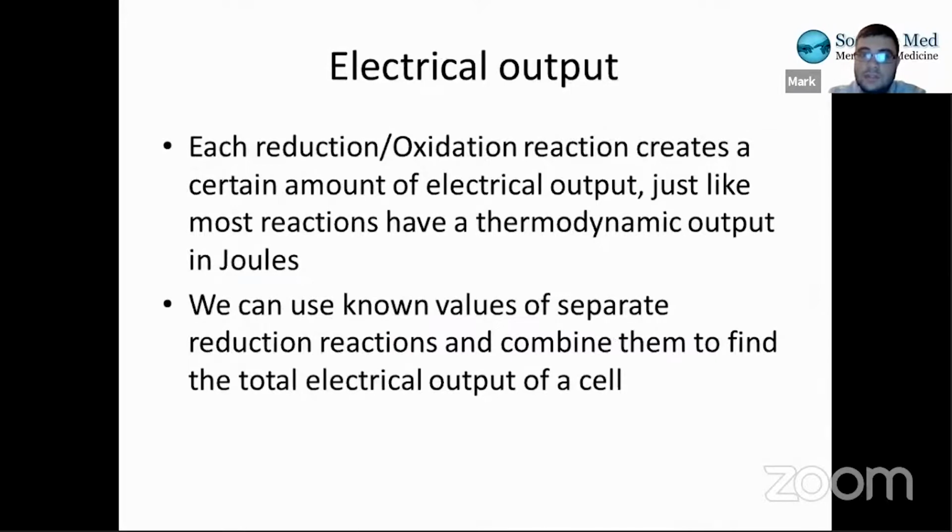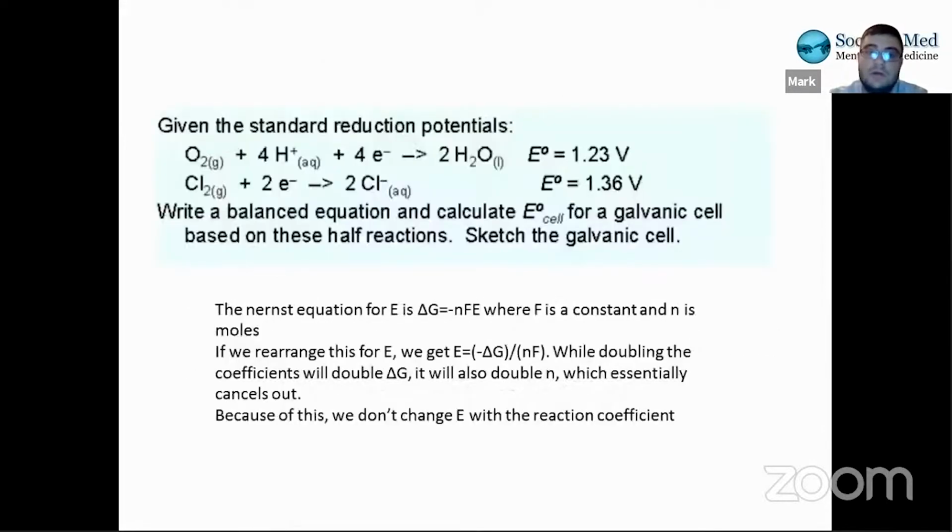Now let's talk about the electrical output. Each reduction or oxidation half reaction creates a certain amount of electrical output, just like most reactions have a thermodynamic output in joules, like I mentioned before. We can use known values of separate reduction reactions and combine them to find the total electrical output of a cell. And I'll give you an example here. This isn't using metals, which is what we usually use, but it's a good example that I found.